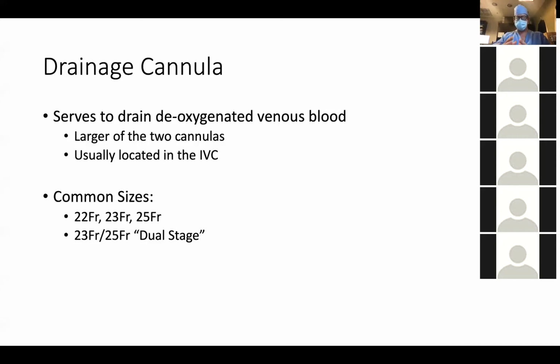The common sizes we use are 22, 23, 25 French, or 23, 25, what we call dual stage cannula. All dual stage means is that the cannula is tapered, so that the end of it is 23 French, but the midpoint is 25 French. So the hole in the vein is still a 25 French, but the tapered drainage allows it to maybe get to a smaller vessel. With coronavirus patients, we're seeing need for almost total pulmonary support, so we're going to use the biggest cannulas we can. So our common choice is going to be 25 French cannulas for venous drainage because most of these patients are men.